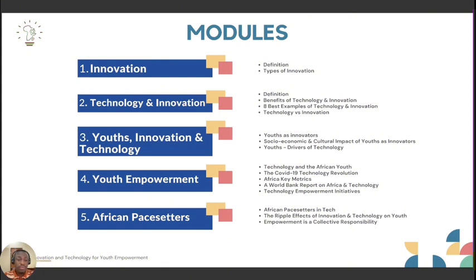Then in module 5, we would look at African pace setters. We look at African pace setters in tech. We look at the ripple effects of innovation and technology on the youths. Then finally, we'll look at empowerment as a collective responsibility. All right, so let's go into module 1.